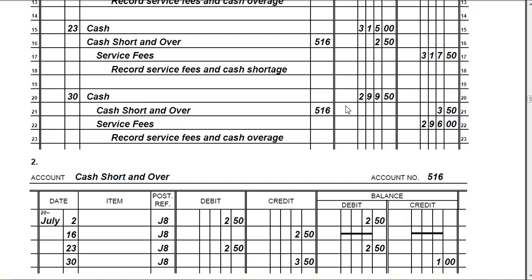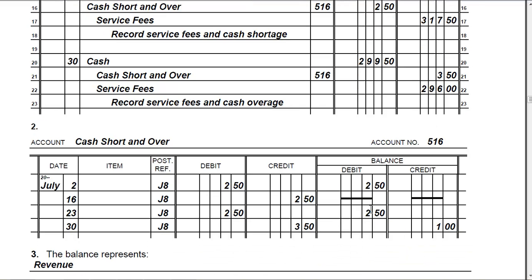Then on the last one, my cash was $399.50. Subtract out my $100 change fund to leave for the next day, and I'm going to deposit $299.50 to the bank. The book says my service fees, my cash register says $296, so I am long. So my cash short and over is going to be credited for $3.50. So I have a debit balance of $2.50, and I'm going to post my credit of $3.50.